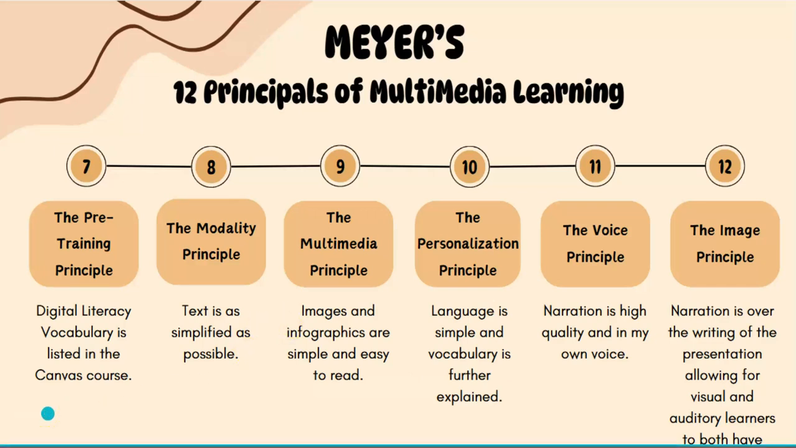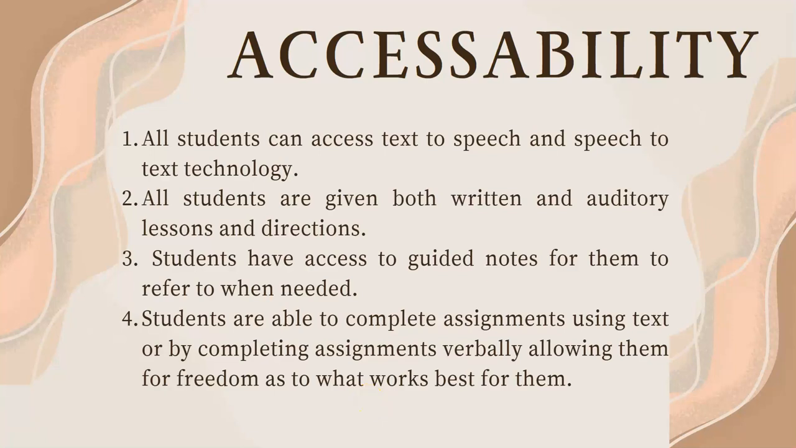access. There are multiple different accessibility features within the course. All students can access text-to-speech and speech-to-text technology when needed. All students are given both written and auditory lessons and directions in the assignments. All students have access to guided notes for them to refer to when needed. And students are also able to complete assignments using text or by completing assignments verbally, allowing them freedom as to what works best for them.